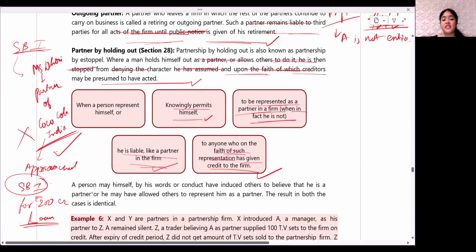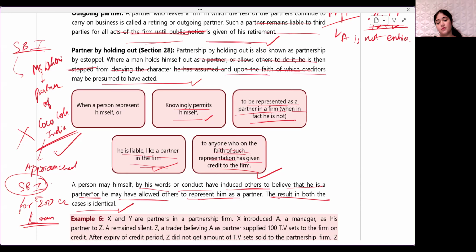A person may himself, by his words or conduct, have induced others to believe that he is a partner, or he may have allowed others to represent him as a partner. The result in both cases is identical. Till here, is everything clear to you people? Yes, ma'am. Okay, let's see this example that will help you understand partner by holding out.